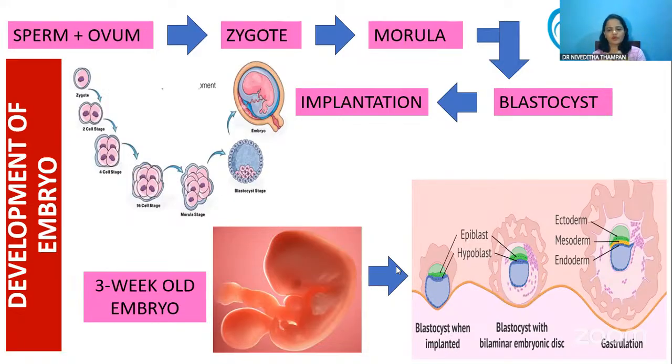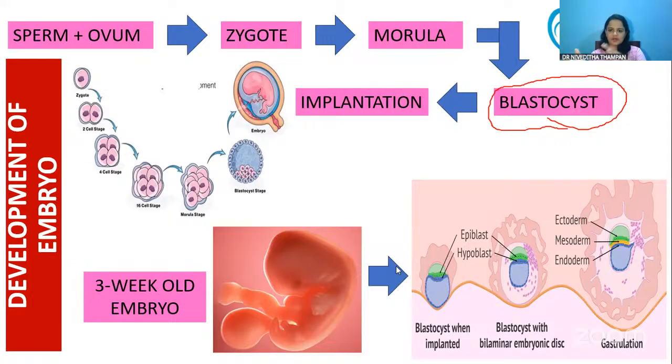It will keep on dividing, and will form 2-cell stage, and again 4-cell stage, 8-cell stage, 16-cell stage, and then morula. Once it reaches morula, it gets converted to blastocyst. And this blastocyst is the structure which goes and gets implanted inside the uterus. Implantation usually happens by the end of first week itself.